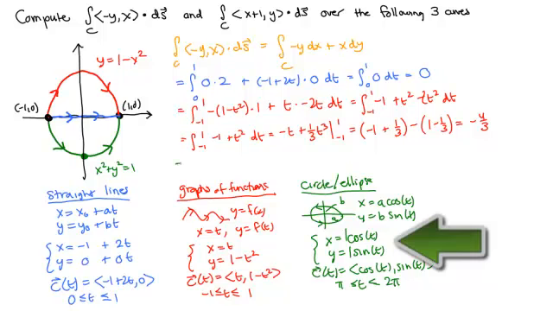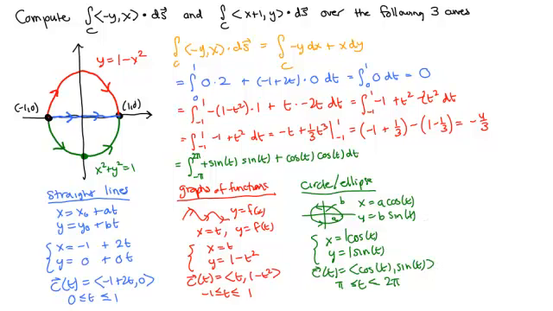And finally, if we look at the green parameterization, that's the integral from minus pi to pi, 2 pi, sorry, of the negative of the y value, negative sine of t, times the derivative of x, which is negative sine of t, plus the x value, cosine of t, times the derivative of the y value, cosine of t, dt. So we're integrating sine squared plus cosine squared, which means we're integrating 1 dt, or pi.